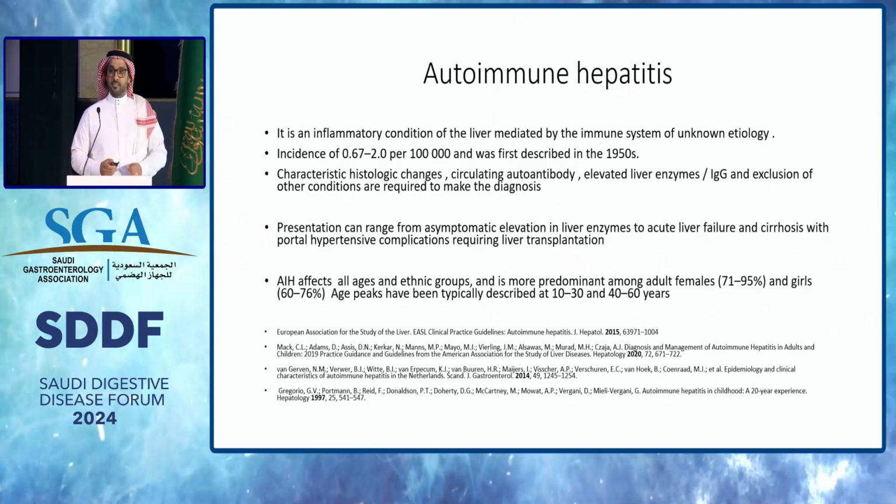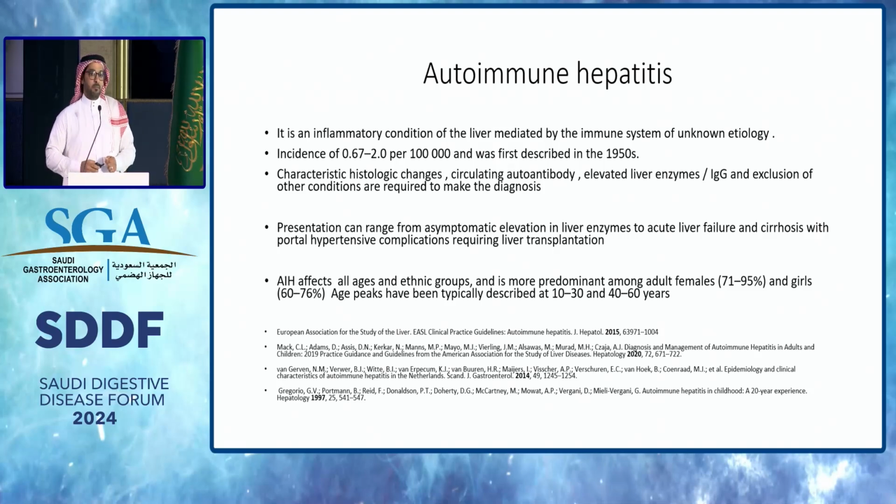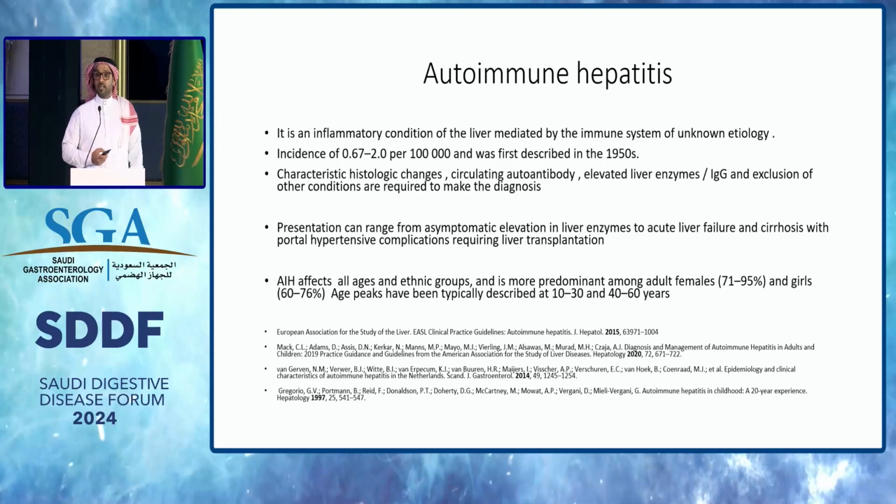Autoimmune hepatitis is an inflammatory disease of the liver. The inflammation is mediated by the immune system, but it has no clear etiology. The disease was first described in the 1950s. It is defined by characteristic histological features, elevation in the aminotransferase and immunoglobulin G, as well as the presence of circulating autoantibodies. And of course, you have to rule out other conditions that might present in a similar fashion.